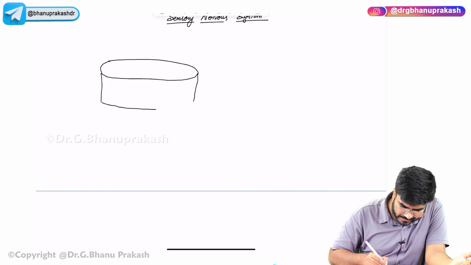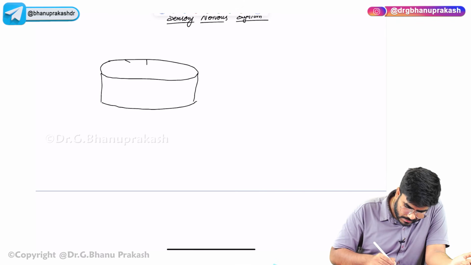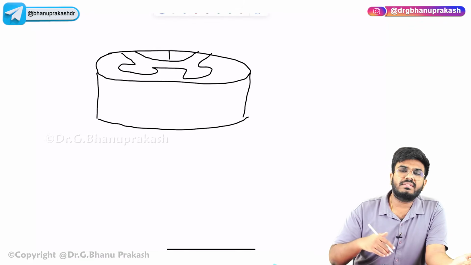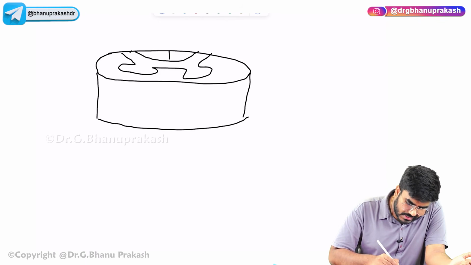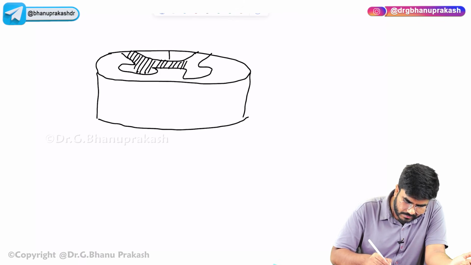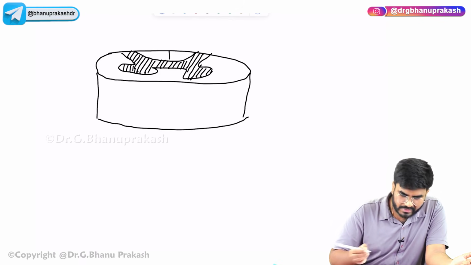This is the cross section of the spinal cord. Look here, these horns which I am showing you. In the cross section of the spinal cord, in the center there is gray matter. This central gray matter is H shaped, and it has two horns.